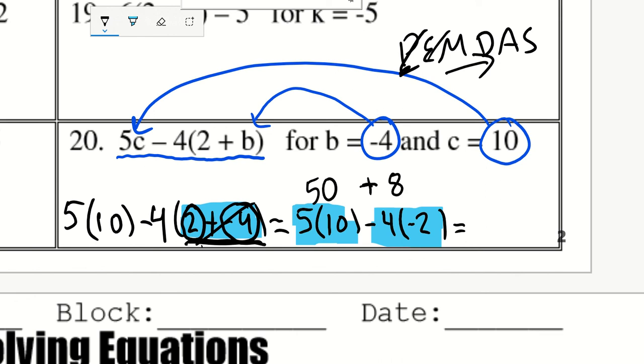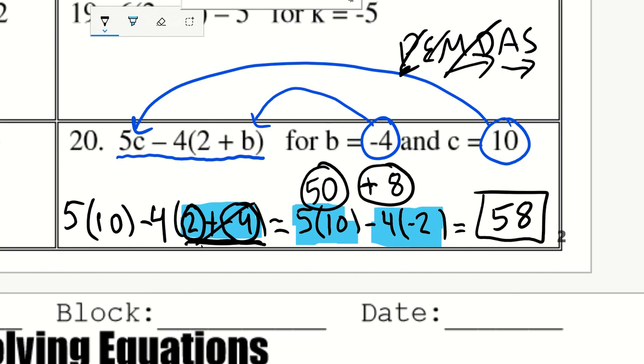So we already worked the multiplication and division from left to right. The last step would be to add or subtract from left to right. And we have 50 plus 8. Circle the number with the sign in the front. Both of them are positive. So we're going to end up adding them up, and they keep being positive. So our answer for this one would be 58.